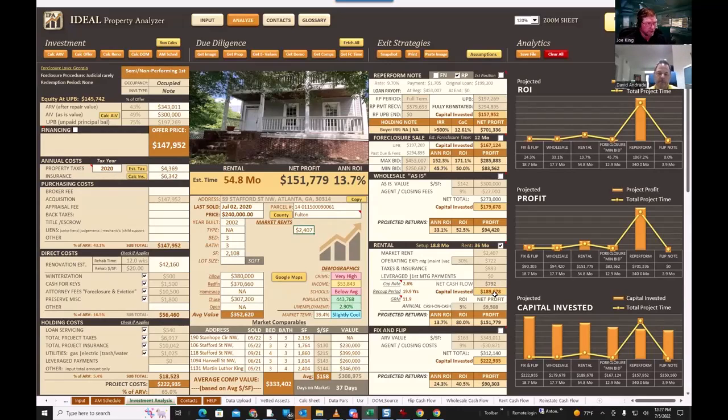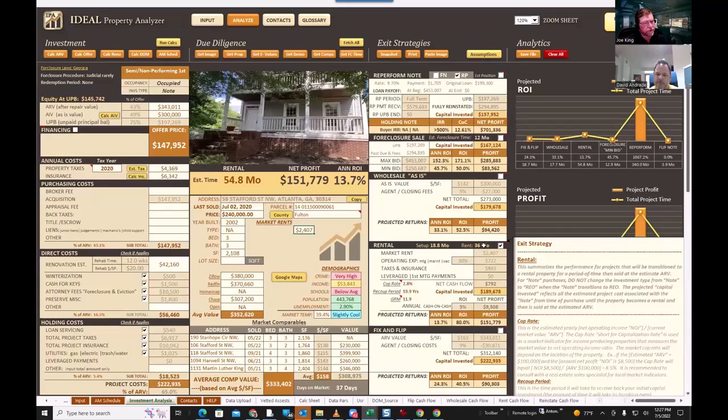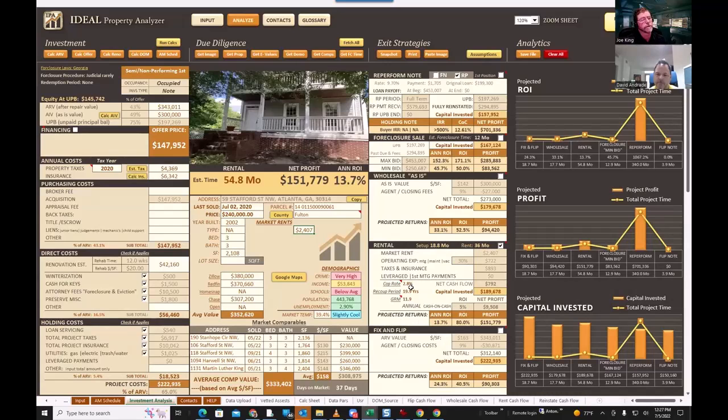Our overall capital invested is $189,678. So you can see our offer price started at $148. Our overall capital invested at this point is $189,000. To get to this point to rent it, it took 18.8 months, and then we're looking at holding it for 36 months and then selling it. That's what this analysis is doing right now.